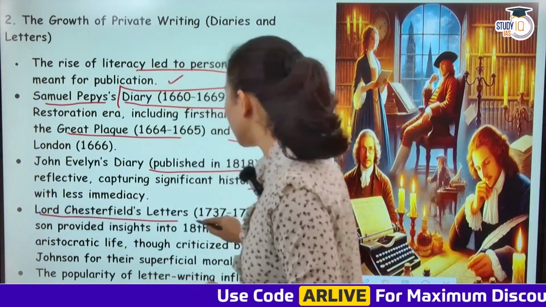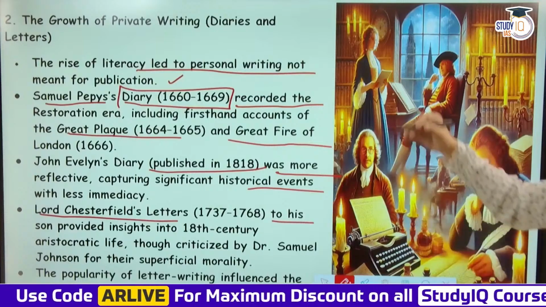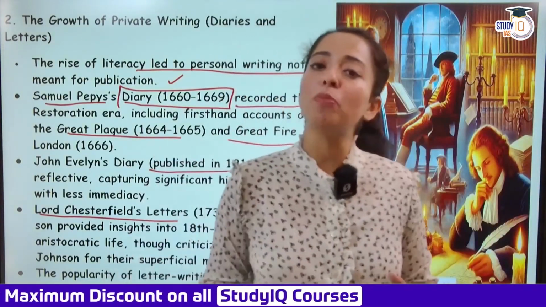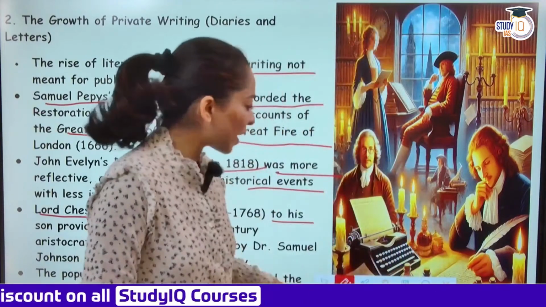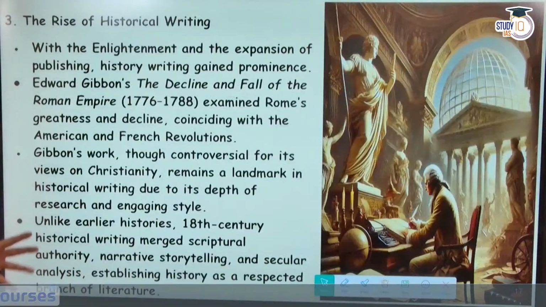See, Lord Chesterfield's letters to his son provided insights into the 18th century. So Lord Chesterfield, Samuel Pepys, John Evelyn, these are personal writings, see, but they played an important role. Why? Because they gave us great information about the true political conditions, the social conditions of that time.